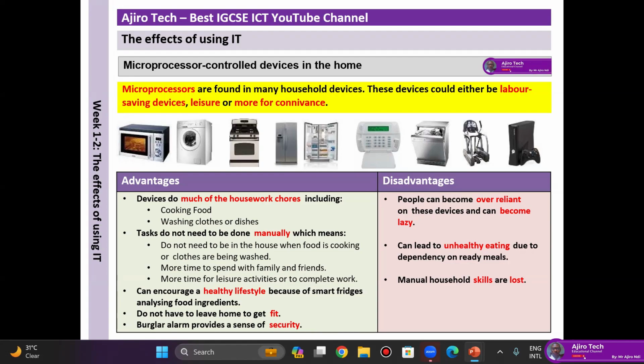The first thing I want to talk about is that people no longer have to do manual tasks anymore, because the devices are there doing the work. Another advantage is that it gives people more time for leisure activities, such as shopping, hobbies, etc. This is very, very important.